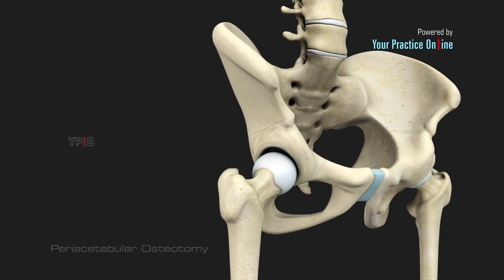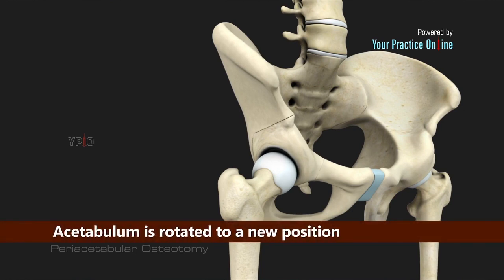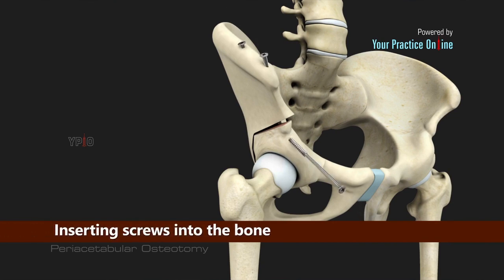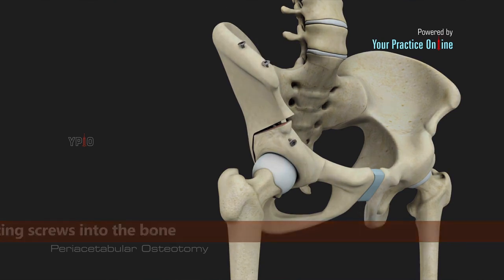The fragment of the bone containing the acetabulum is then rotated to a new position so that it covers the head of the femur more naturally. It is then fixed in the new position by inserting screws into the bone.